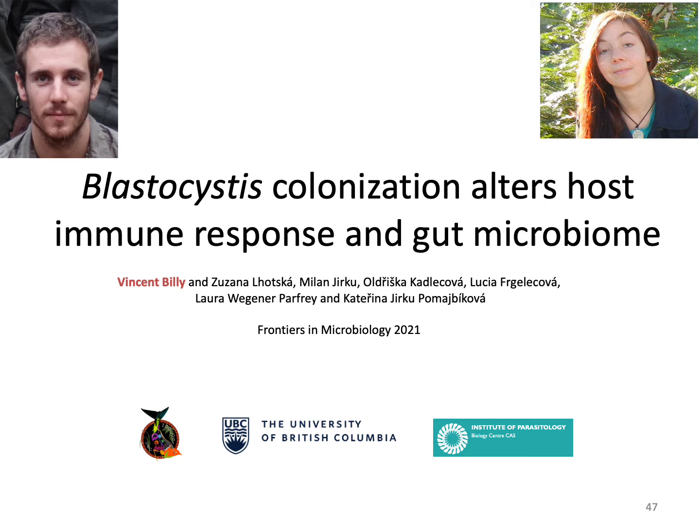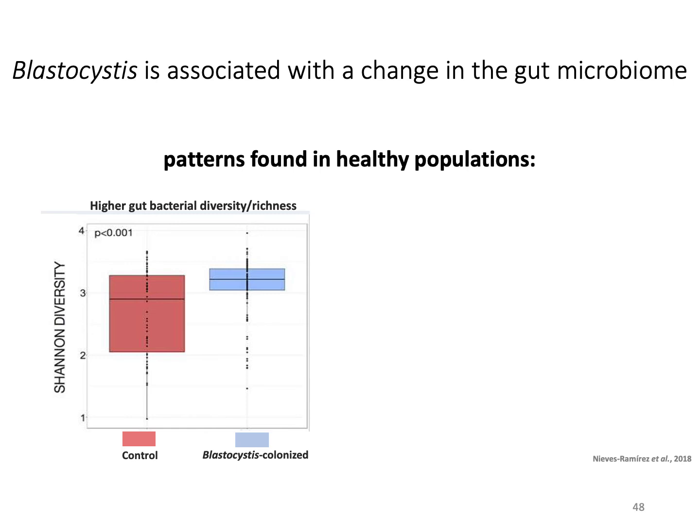Now I want to tell you about a study that we did together with the Jirků-Pomajbíková lab, analyzing what happens when you experimentally colonize hosts with Blastocystis by measuring the immune response and gut microbiome response. We know that Blastocystis is associated with a change in gut microbiome from observational studies, and we typically see two patterns in healthy populations. One is a lower diversity in so-called control or Blastocystis negative folks compared to folks that are colonized with Blastocystis. This is data from a study of healthy populations in Mexico led by Miriam Nieves-Ramírez, but it's been repeatedly seen in populations around the world.